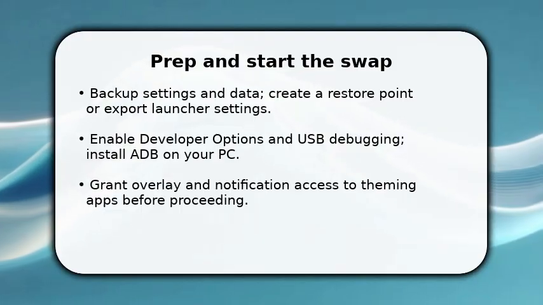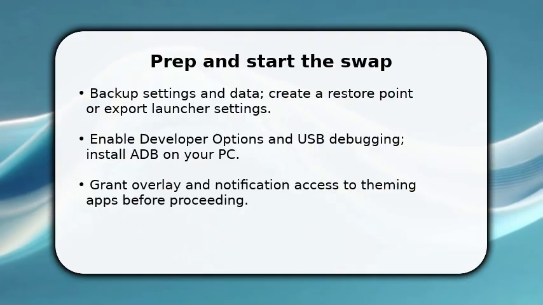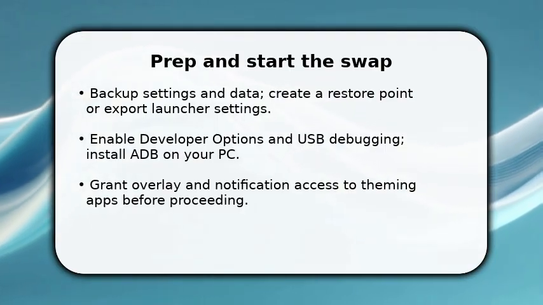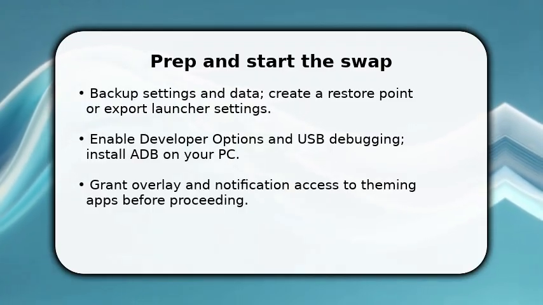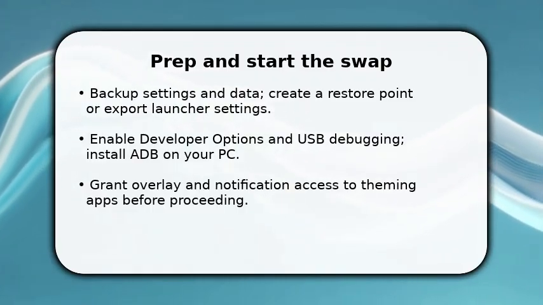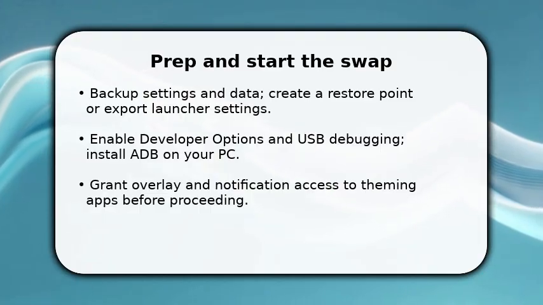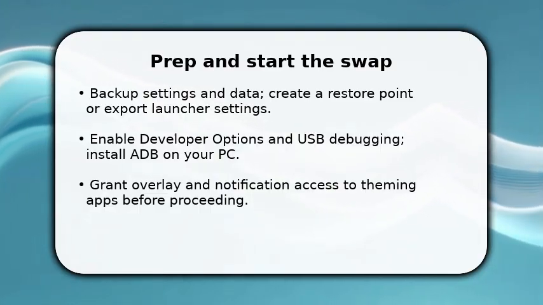You begin by preparing your device. Back up the launcher and important settings, then enable developer options and USB debugging so you can run commands. Once done, install a theme engine or status bar app on the phone, and on the PC have ADB ready.